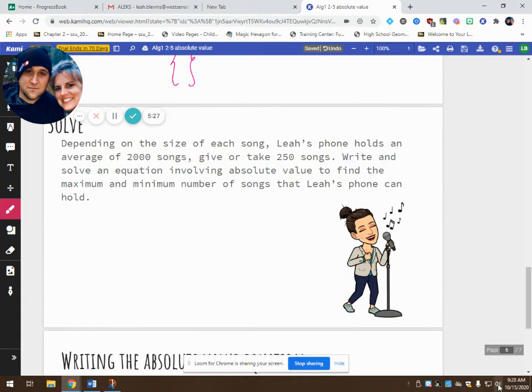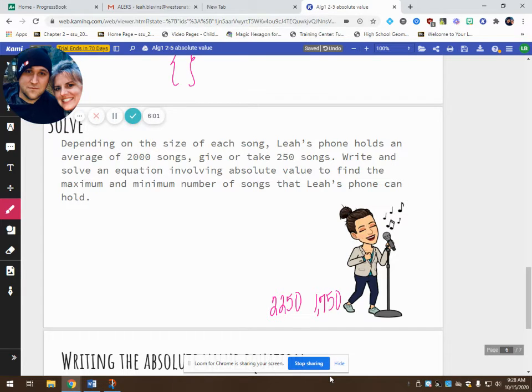All right, so depending on the size of each song, Leah's phone holds an average of 2,000 songs, give or take 250. You could probably stop this problem right here and come up with the answer. If my phone holds 2,000 songs, and it could hold 250 more than that, or it could hold 250 less than that, then we automatically know my phone will hold 2,250 songs, or it will hold 250 less than 2,000, which would be 1,750 songs.